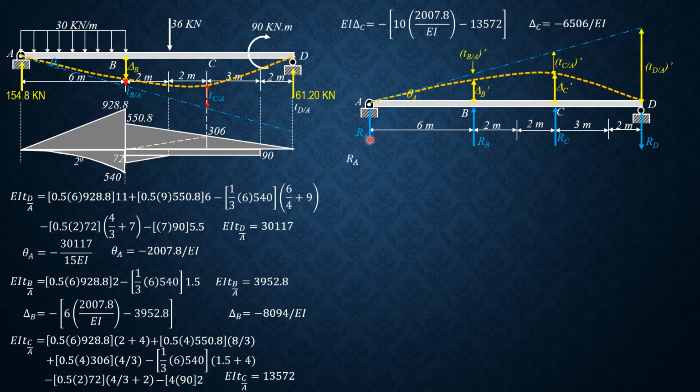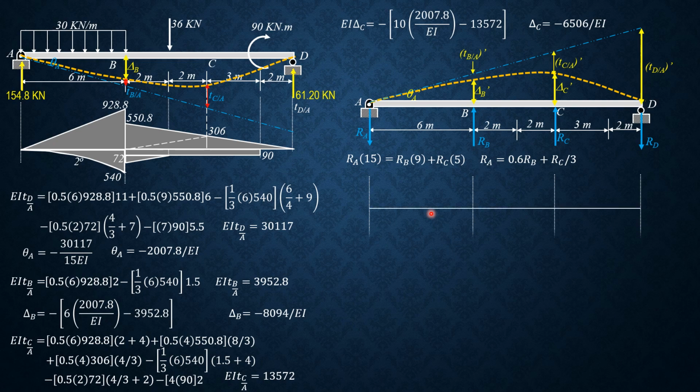So let's solve for RA. Summation moment D equals 0. So RA times 15 equals RB times 9 plus RC times 5. So RA should be downward. So RA equals 0.6 of RB plus RC over 3.